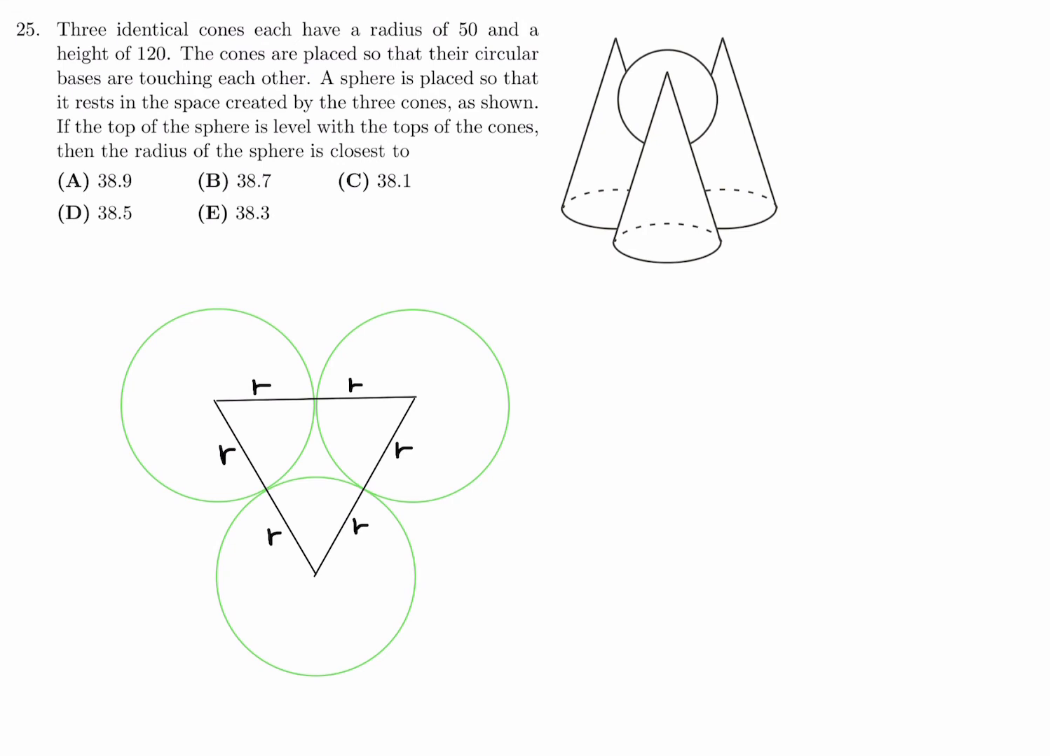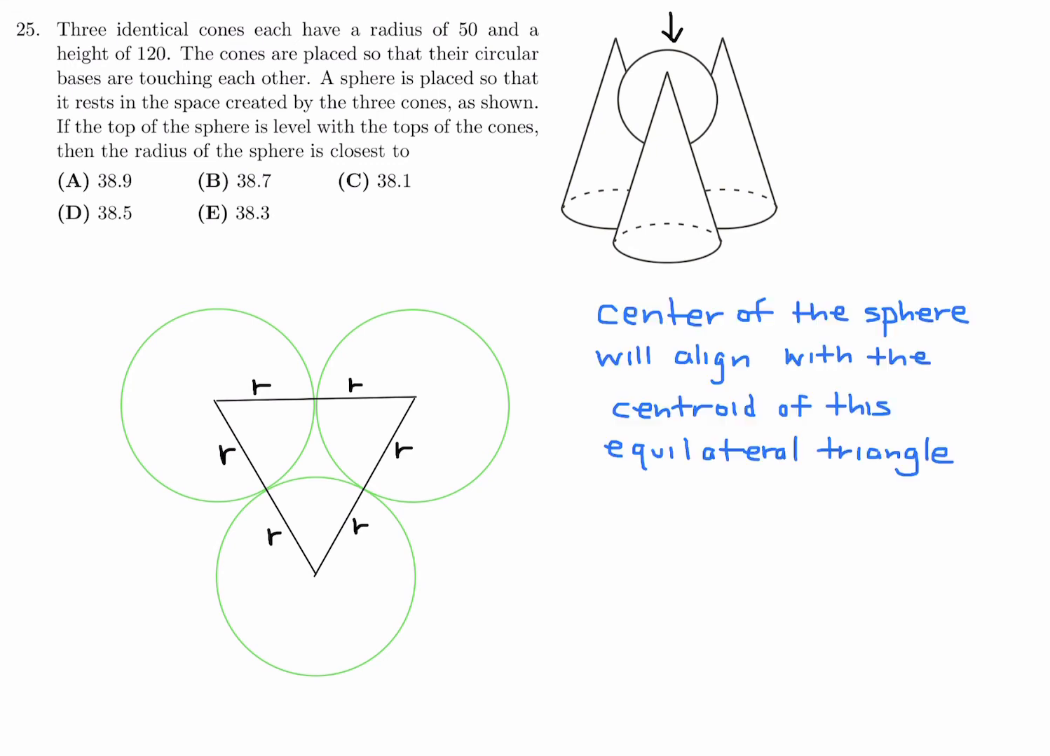Now, one thing that's important to understand is that when you place this sphere in that position, the center of the sphere will line up exactly with the center of this equilateral triangle. And what is the center of an equilateral triangle? Well, it is known as a centroid. And now I'm going to draw the diagram to illustrate what is the centroid, and we then have to figure out the distance from the vertex to that centroid.